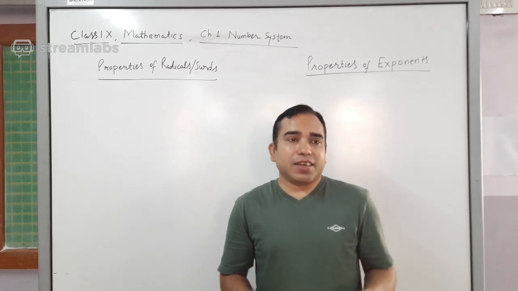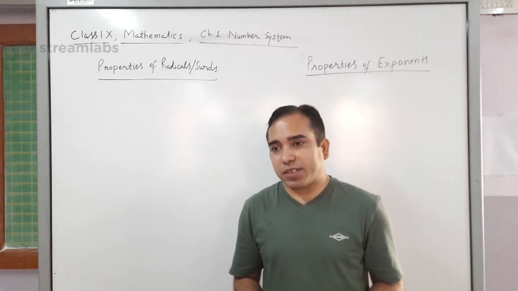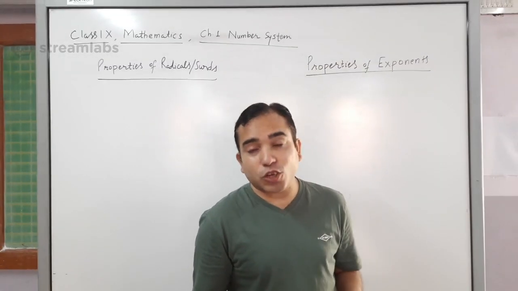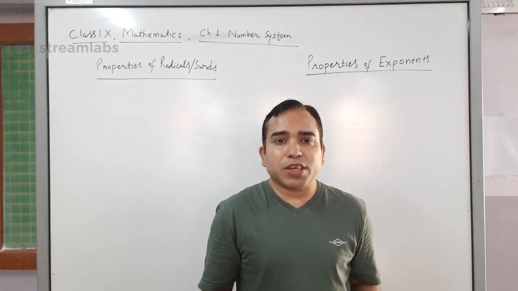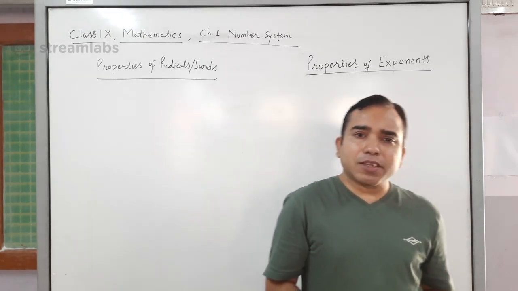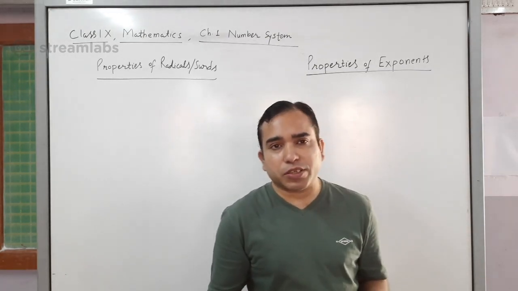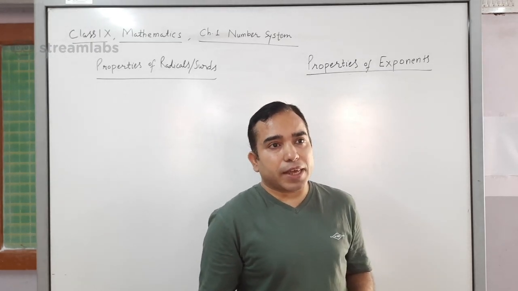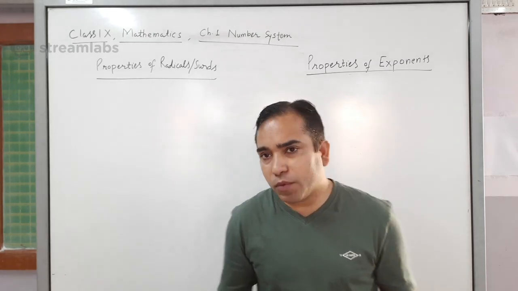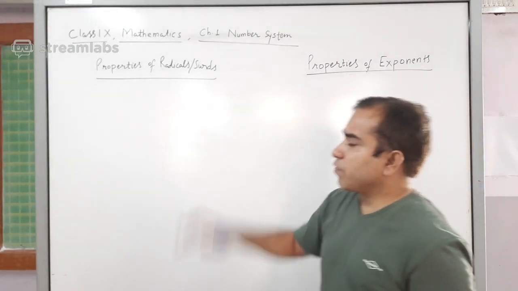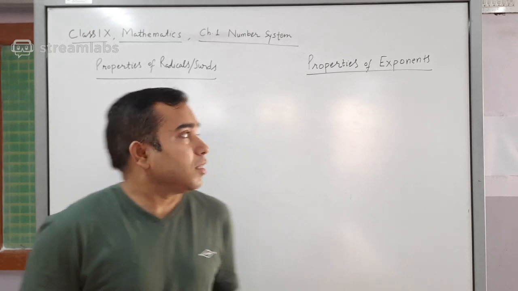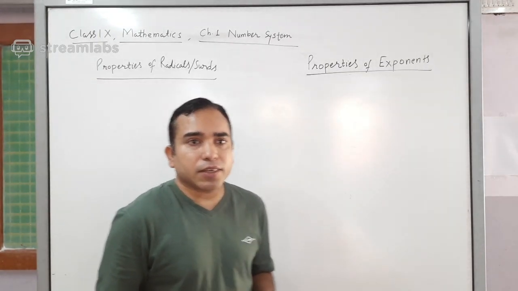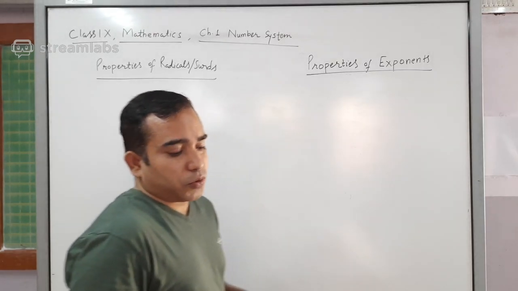In the previous lecture, in this chapter, number system, we discussed the properties of rational numbers, the definition of rational numbers, irrational numbers, some more theorems about them, and the previous exercise questions. Let us see some more things in this chapter and then we will conclude it. We shall discuss today properties of radicals or surds and properties of exponents. So let us see what those properties are, and then we will see some exercise questions.